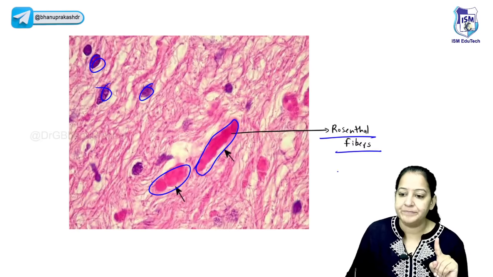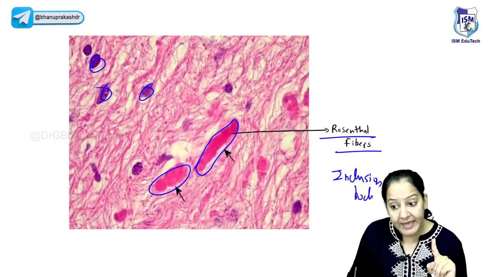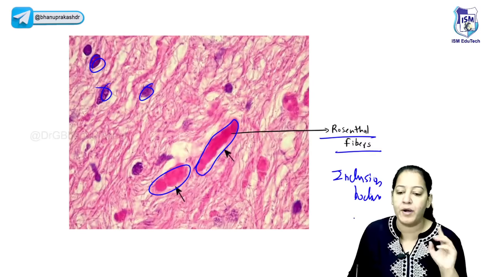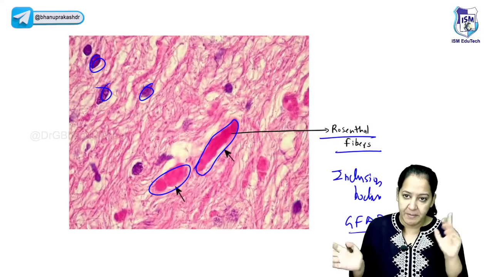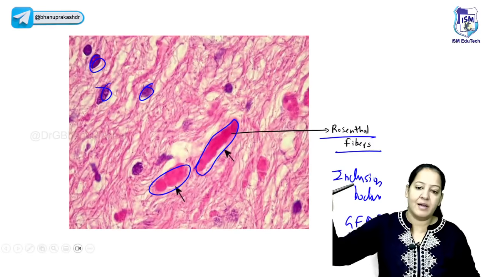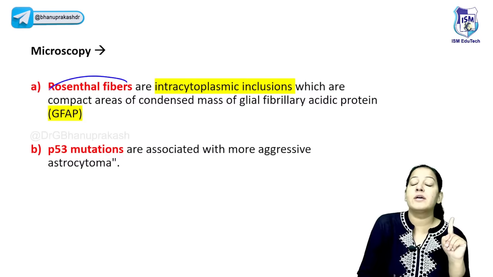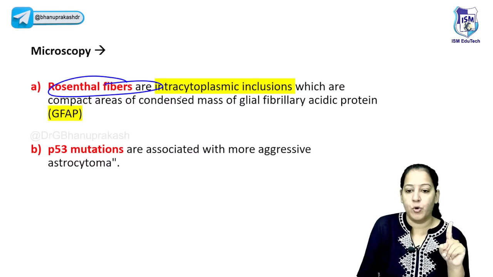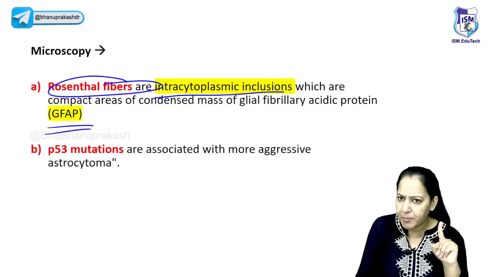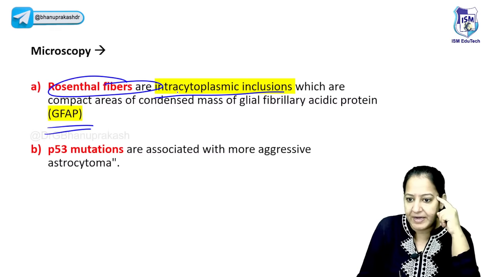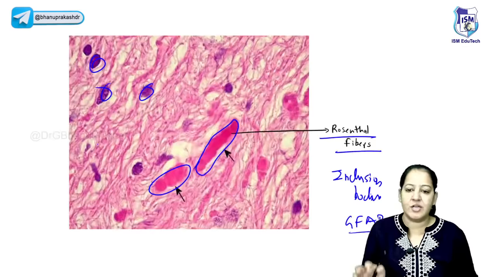What are Rosenthal fibers? These are pink color inclusion bodies made up of GFAP protein. GFAP protein accumulates together and forms the pink color inclusion bodies, that is Rosenthal fiber. That is the hallmark of this tumor. So in this tumor, you get the Rosenthal fiber on microscopy, an intracytoplasmic inclusion body made up of GFAP protein. GFAP protein is normally present in the brain. That is glial fibrillary acidic protein, GFAP. And p53 mutations are common here.